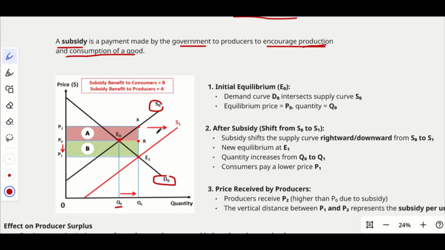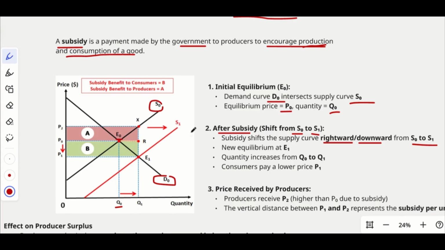So here the supply curve is shifting rightwards. That is why the initial S0 curve becomes S1. The initial demand curve was D0 and the supply curve was S0, the equilibrium price was P0 and the quantity was Q0. After the subsidy, the supply shifts from S0 to S1. So the subsidy shifts the supply curve rightward or downward, from S0 to S1.